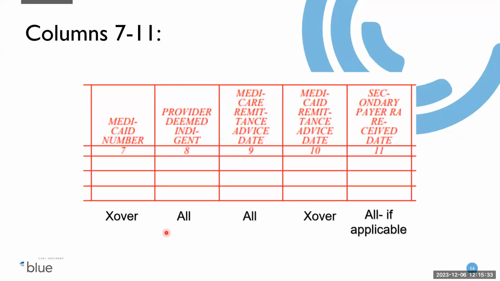Column 8 is going to be provider deemed indigent. So this is a yes, no column. It's going to be yes if you deemed indigency, which would be charity, bankruptcy, or deceased.